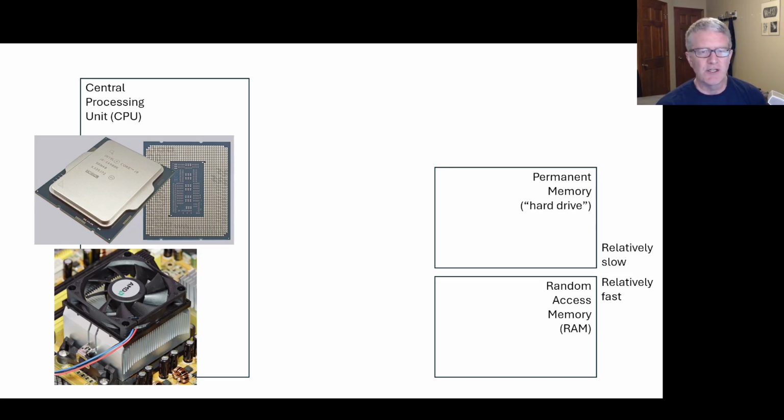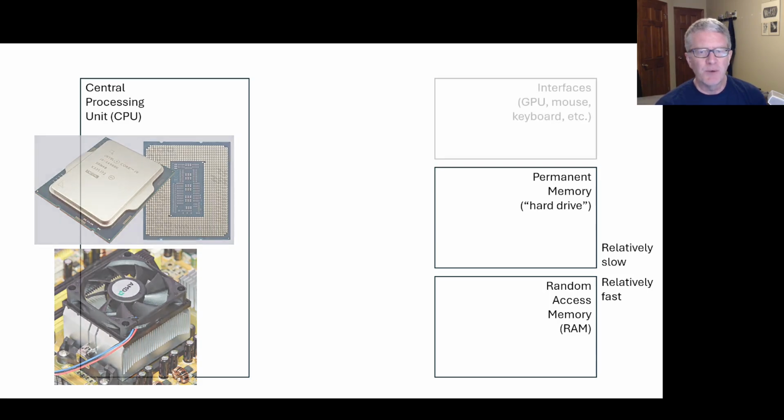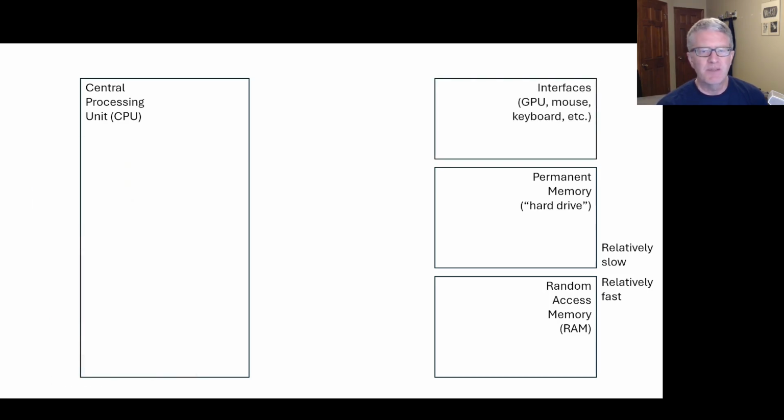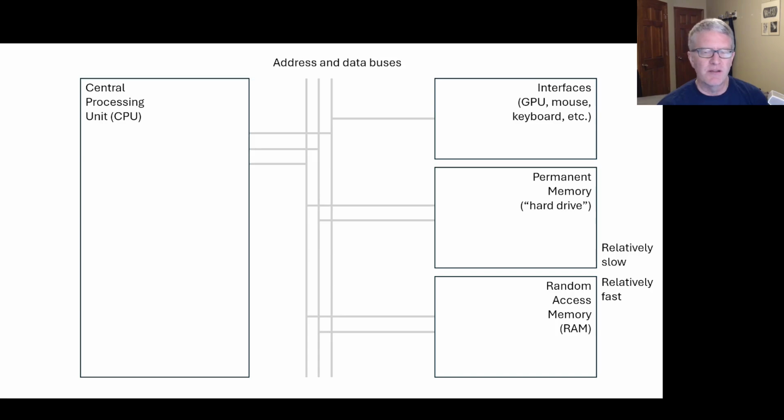water-cooled heat exchanger. Your computer will have many other components that I have lumped into a box called interfaces for the purposes of this video. These include your input devices like keyboards or mice, as well as your monitor's visual interface via the graphics processing unit, or GPU. Finally, all these components talk to each other through sophisticated data transfer circuitry called buses, specifically address or data buses.